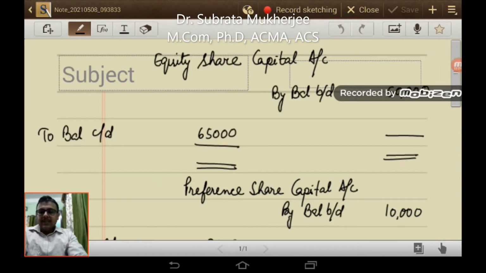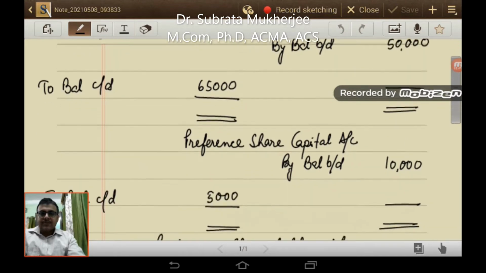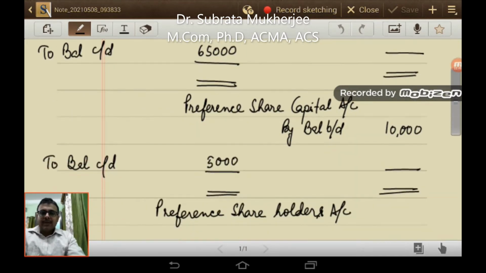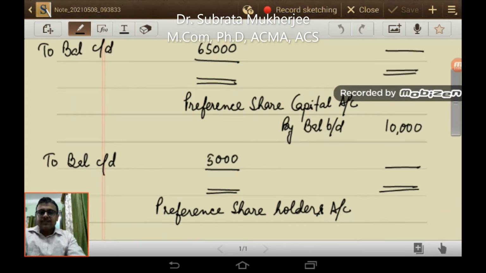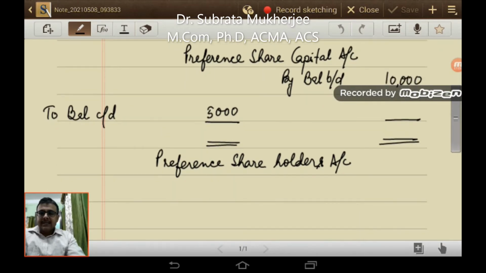Now I have prepared the ledgers of different items of the balance sheet. Taking from the liability side, the first item is the equity share capital, and I have put the opening and the closing balances as 50,000 and 65,000. The next ledger is the preference share capital, the opening balance being 10,000 and the closing balance is 5,000. Now there is an adjustment regarding preference share capital, that there is a redemption of preference share capital. So I have prepared the preference shareholder account simultaneously.